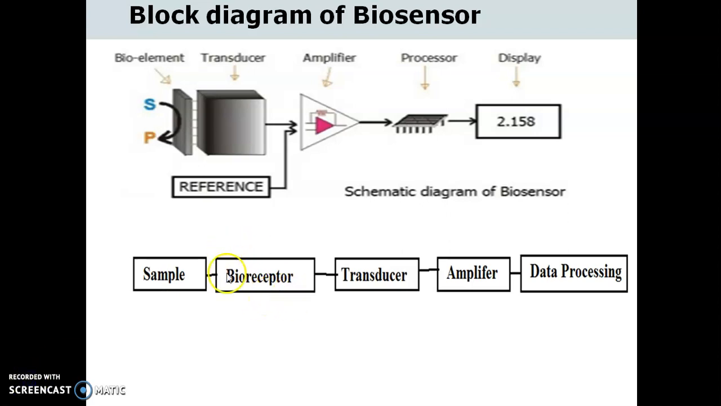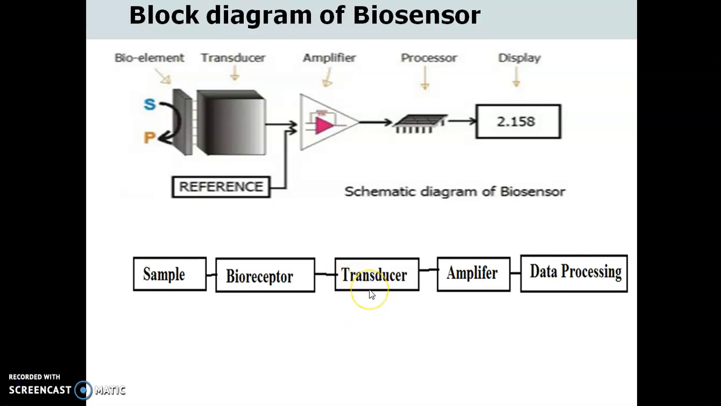The next block is a bioreceptor. A molecule that specially recognizes the sample is known as a bioreceptor. Enzymes, cells, DNA, antibodies are some examples of bioreceptors. The process of signal generation, it may be in the form of light, heat, pH, charge, upon the interaction of the bioreceptor with the sample is known as a biorecognition.